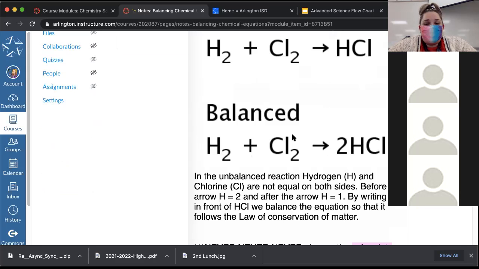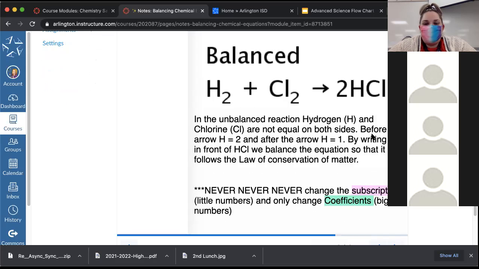I have 2 chlorines here because of chlorine being a diatomic element with the subscript. And then again, because I added this 2 coefficient, it will also multiply by the chlorine here, which will make it be 2 as well, okay? And again, here, never, never, never change the subscripts, only add and change coefficients, okay?